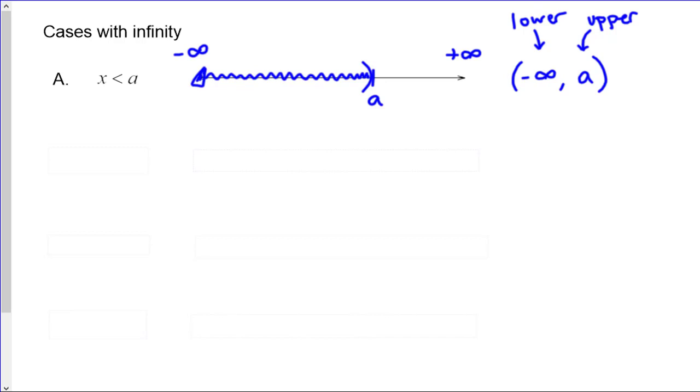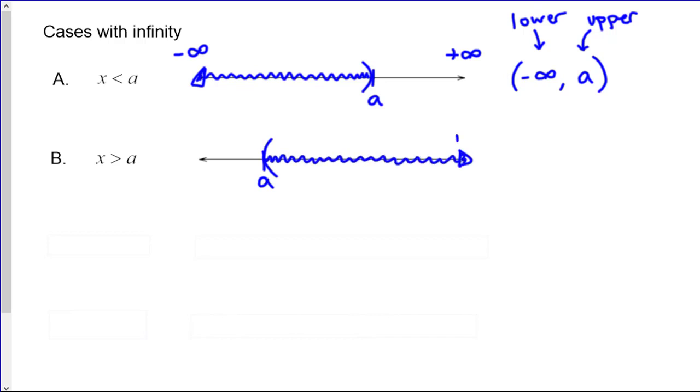All right, let's say we have x is greater than a. So I'll put a, some number, on this graph, and I'm going to be shading to the right this time, so I'm going to put a parentheses and go to the right.